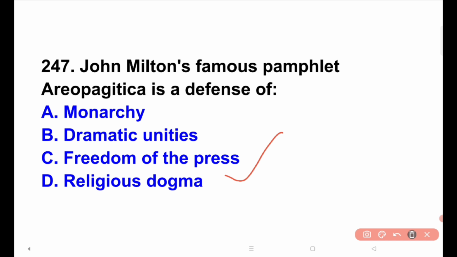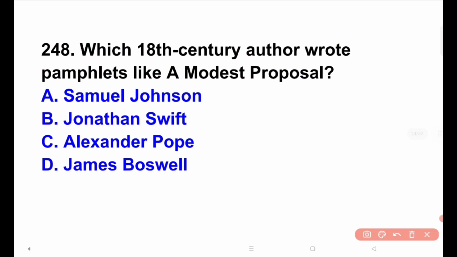Next, which 18th century author wrote pamphlets like A Modest Proposal? Option B, Jonathan Swift. His satirical pamphlet A Modest Proposal, 1729, critiqued British policy toward Ireland. Alexander Pope, satirist, and Samuel Johnson, critic and lexicographer. James Boswell, known for his biography of Samuel Johnson.